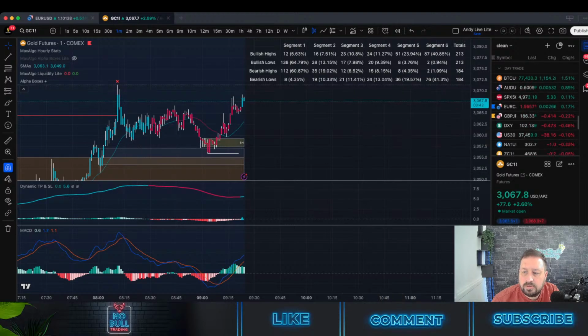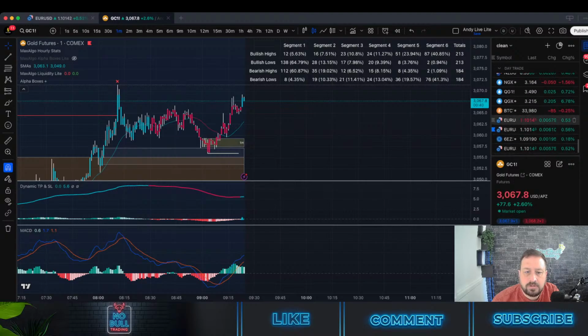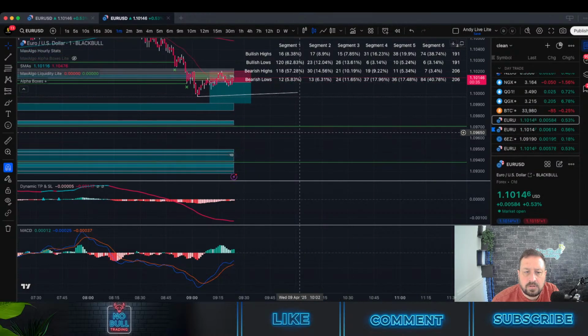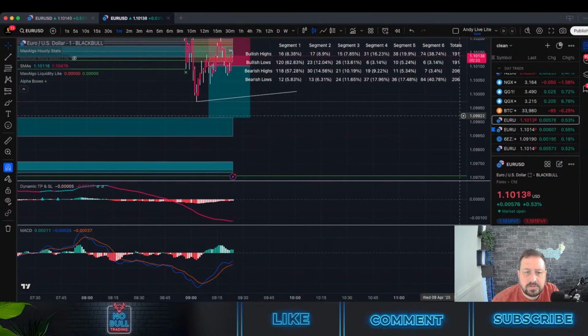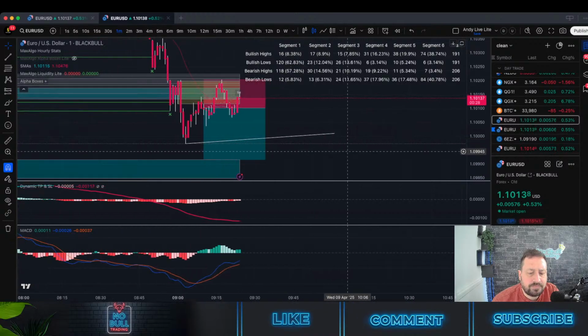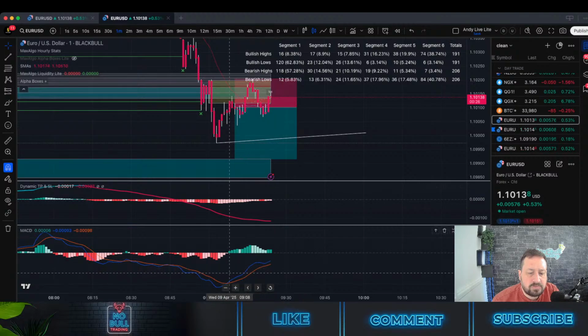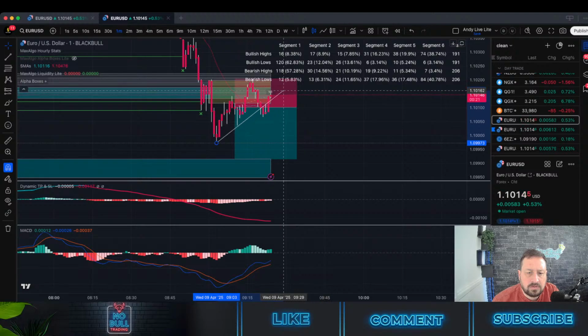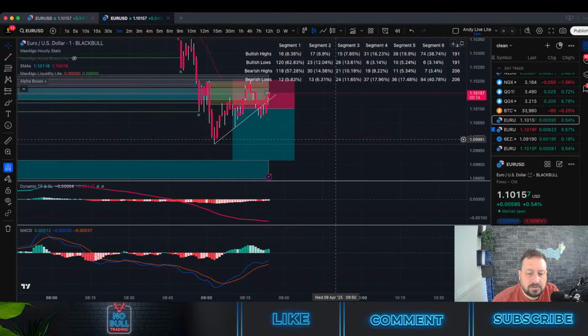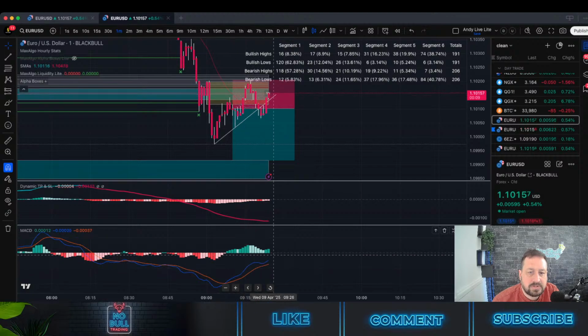Where's Euro gone? Let's check Euro. I think it's coming back on us. Back inside the box. So we're just putting in this correction, even if it's a little bit of a fake out. There's the bounce I was talking about. Looks like we'll just probably bounce.